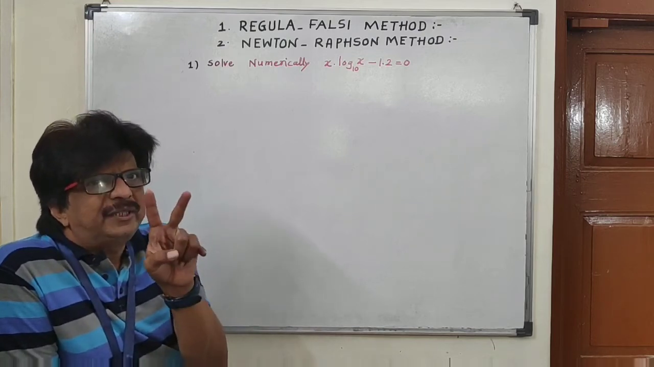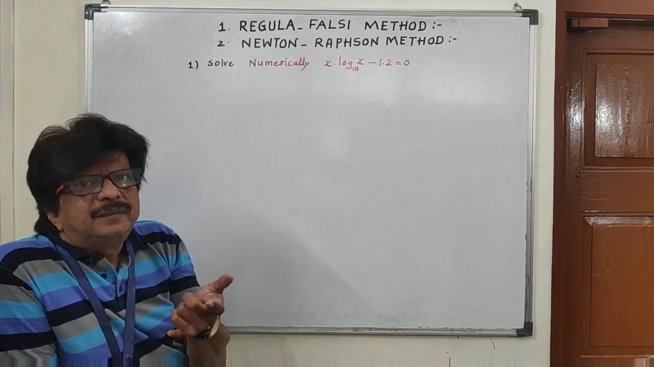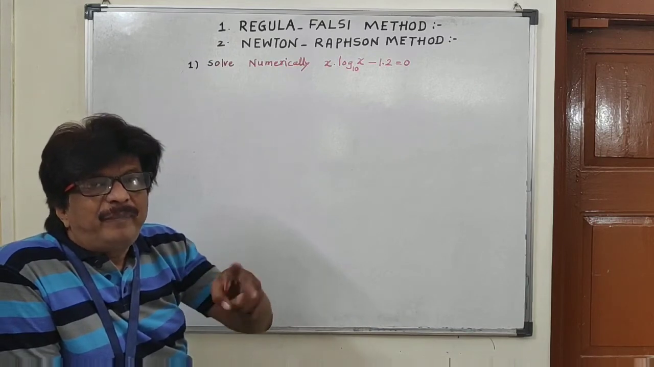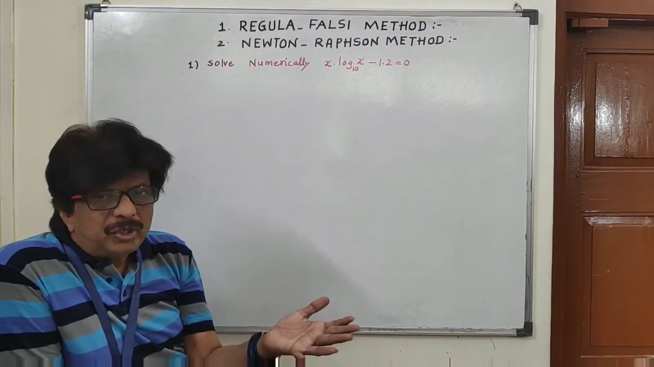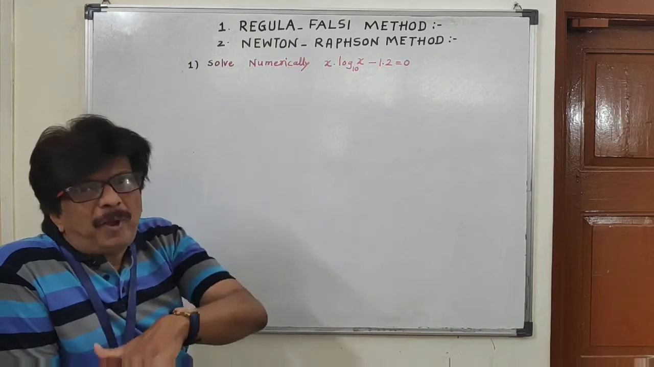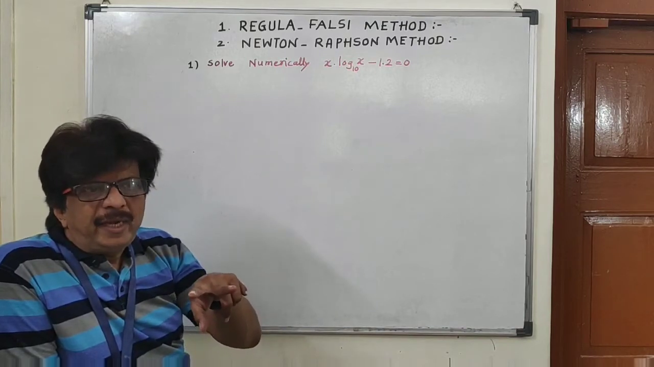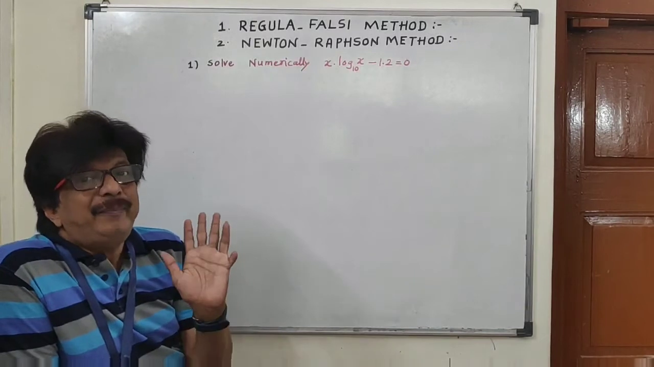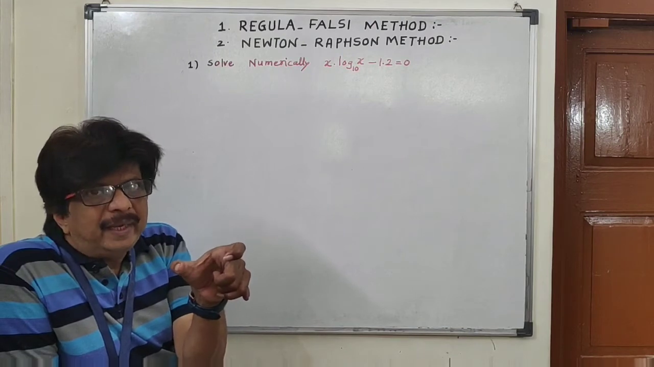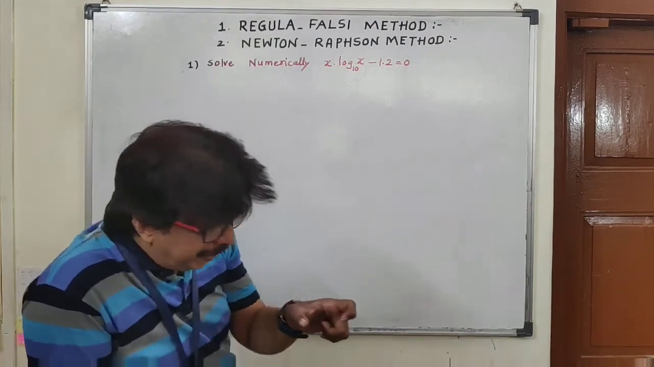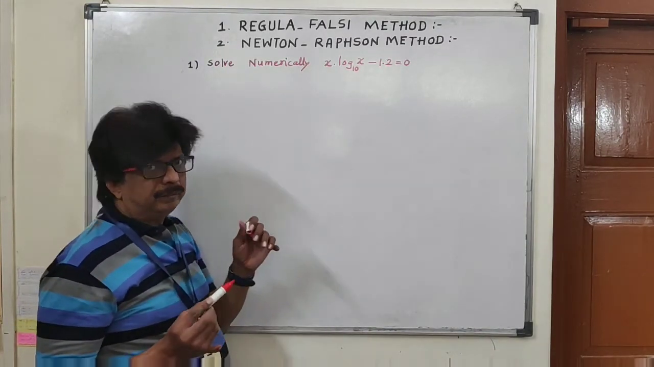How do we determine that interval? We choose two points, say a and b, such that f of a and f of b have opposite signs. If f of a is negative, then f of b must be positive. If f of a is positive, then f of b must be negative. So that we can say the root lies in the open interval a and b. After tracking that interval, we find the successive values x1, x2, x3 and so on up to xn, at least 4 values.